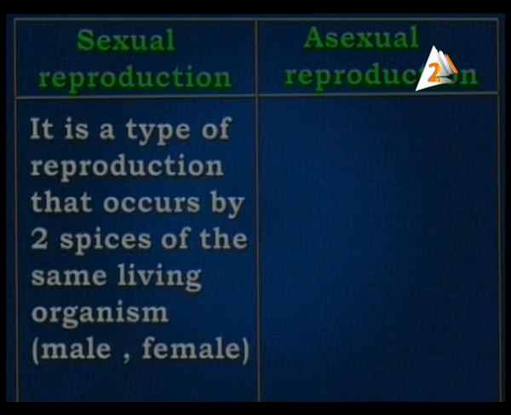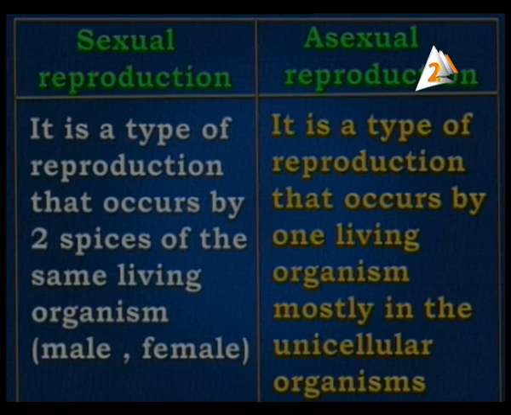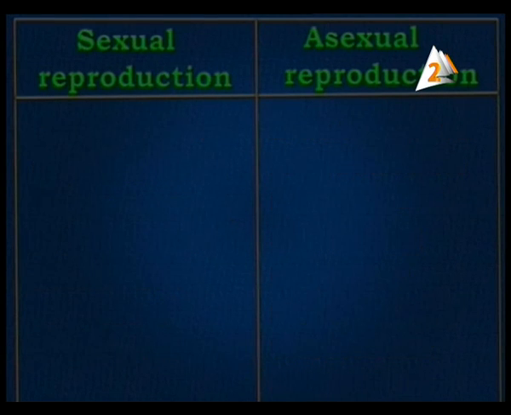It's a type of reproduction that occurs by 2 organisms of the same species, male and female gametes, both of them. But asexual reproduction, what do you have? It's the type of reproduction that occurs by one living organism. One living organism means I don't need male or female in this type. Mostly it takes place in unicellular organisms. So, sexual in higher living organisms, asexual in unicellular organisms.